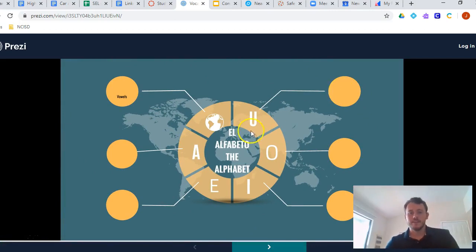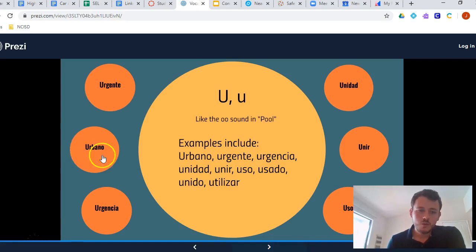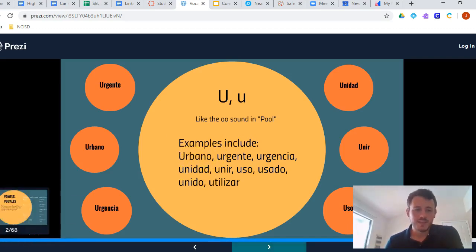And last but not least, we have la U. The U in Spanish is always going to have that double O sound like pool or cool. So we have urgente, urbano, urgencia, unidad. So U, right? Unir and uso. The U is generally always going to sound like this, especially if it's a word starting with a U. Unir or utilizar. There will be times where the U will be following a Q, which we'll talk about a little bit later this week, that it's going to make a special sound or it's actually just not going to make a sound. So be on the lookout for that. But generally, when you see a U, it's just U, like the double O in pool. So keep that in mind.